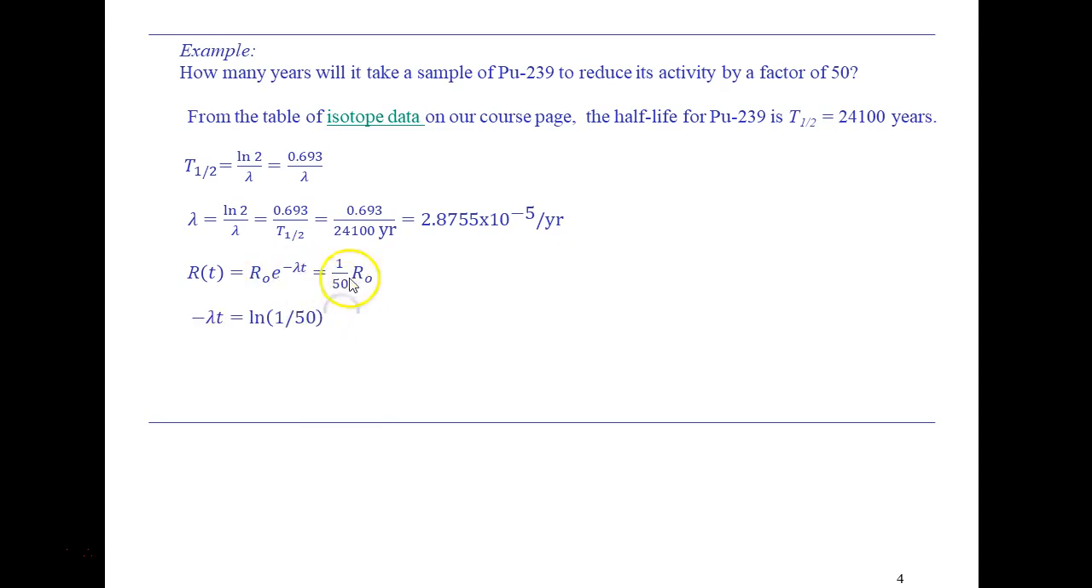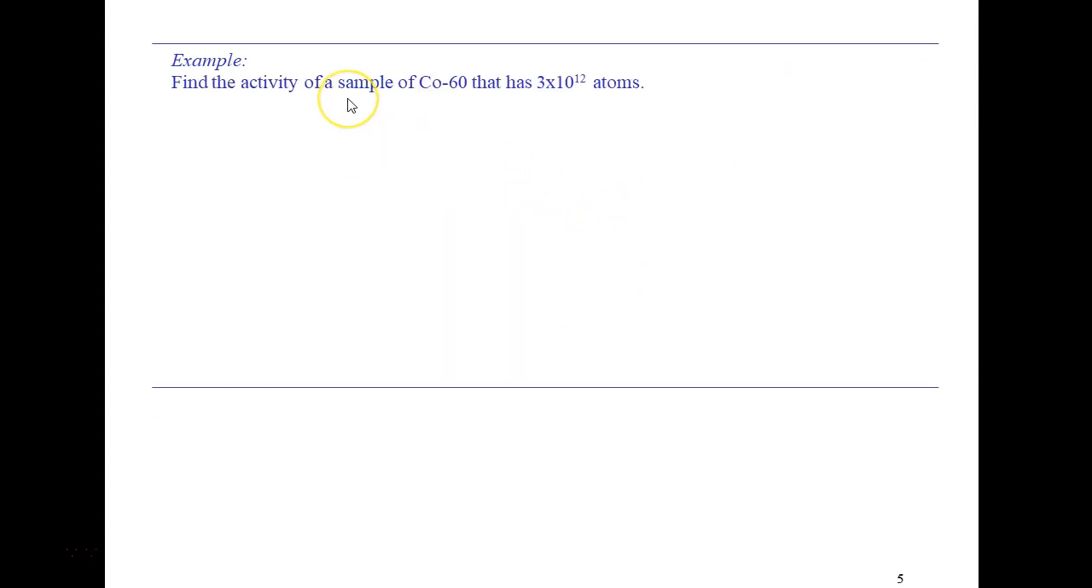So then I take the natural log of both sides, because I'm after something in my exponent. I solve this for t. I use the fact that negative 1 times the log of 1 over 50 is the log of 50. But in your calculator, you can just punch in negative 1 times the log of 1 over 50. Divide by lambda. Since my lambda is in inverse years, I'm going to get years out. So it's going to take about 136,000 years for that activity of plutonium-239 to reduce by a factor of 50. So know how to do a calculation like that. Here's another one you should know how to do.